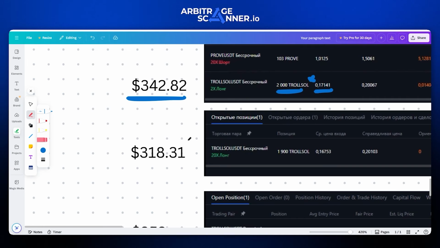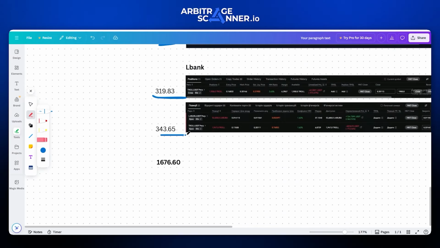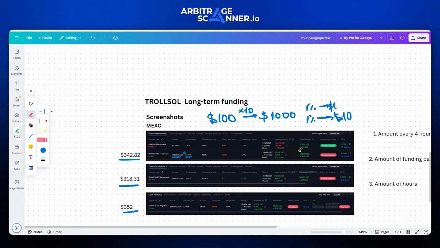And if we count all the deposits right here, we're going to get 1,700 USDT. So that was all the money our client entered with. Now let's get to the profits.